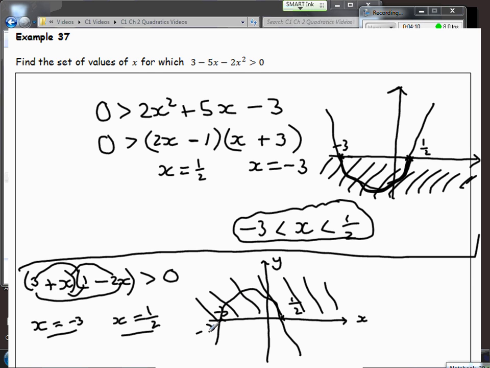So it's this bit of the graph that we're interested in. So what x values can that bit of the graph take? Well, x values are anything between minus 3 and a half. So we would write that x can be greater than minus 3 and also less than a half. So whichever way you choose to do it, you will end up with the same answer.